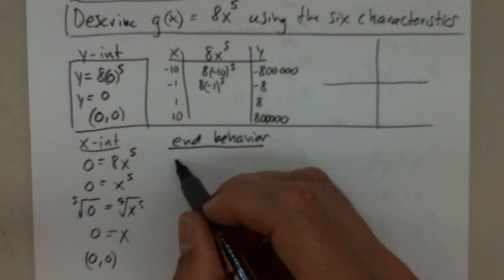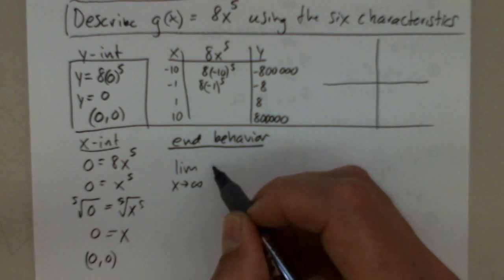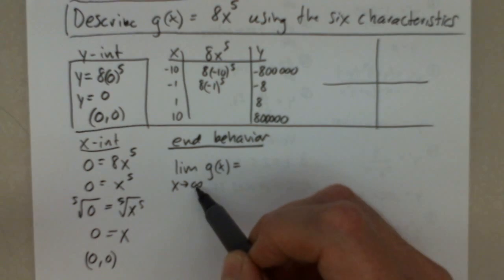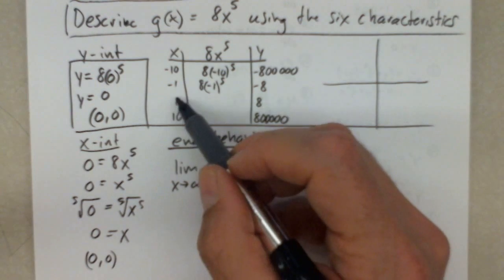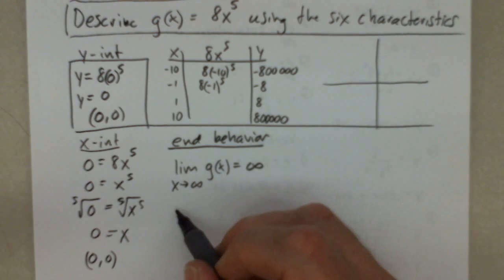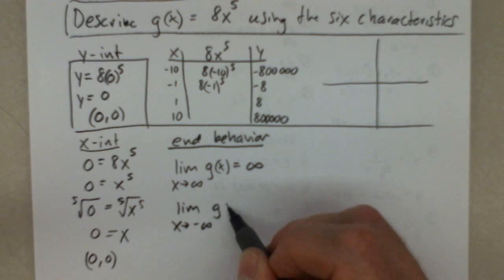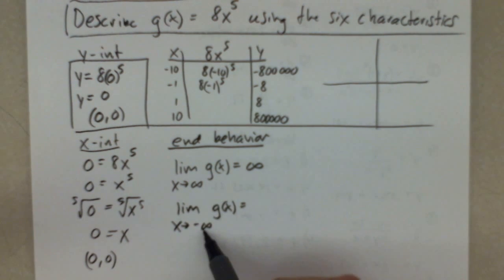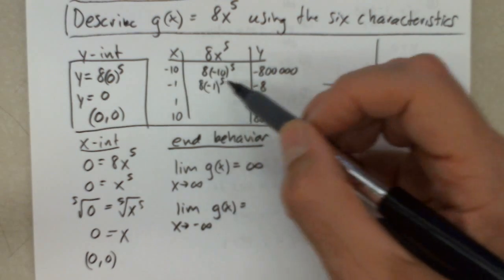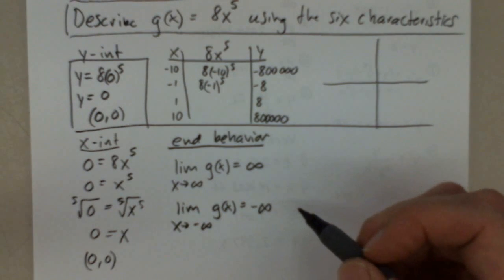Okay, end behavior. So we can say the limit as x goes to infinity of g of x is, x goes to infinity is talking about this part, this x value, and what's the y value doing? It's going to positive infinity. We can talk about the left side of the graph. As we go to negative infinity, we're talking about x going this way, and that means the y is going to negative infinity. So we've talked about end behavior.